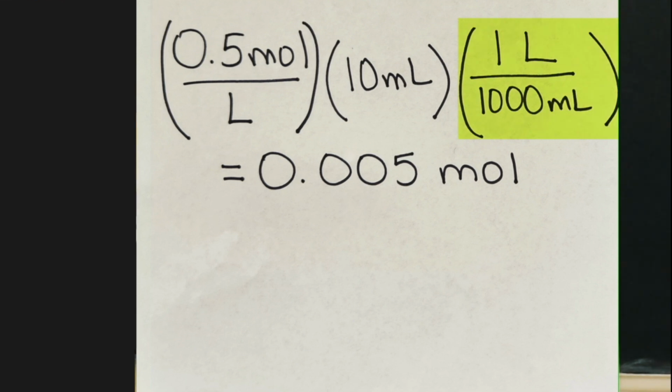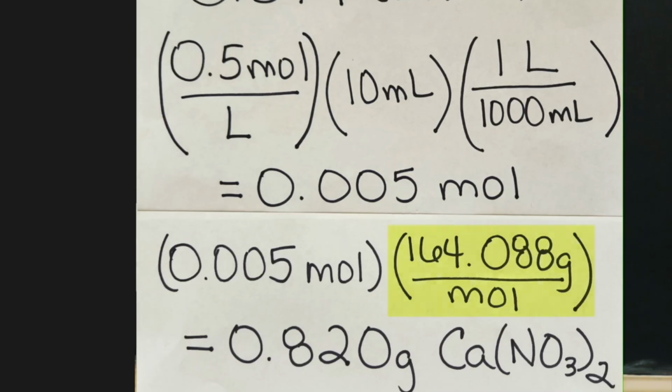So if we cancel out liters, liters, mLs and mLs, we're left with 0.005 moles of calcium nitrate that we want to make. Again, we're making this from a solid. So you ordered solid calcium nitrate. What do we need to do to get from moles to how many grams we weigh out? Well, we need the mass. So if we want to make this many moles, moles cancels out. We get however many grams we want to weigh out.